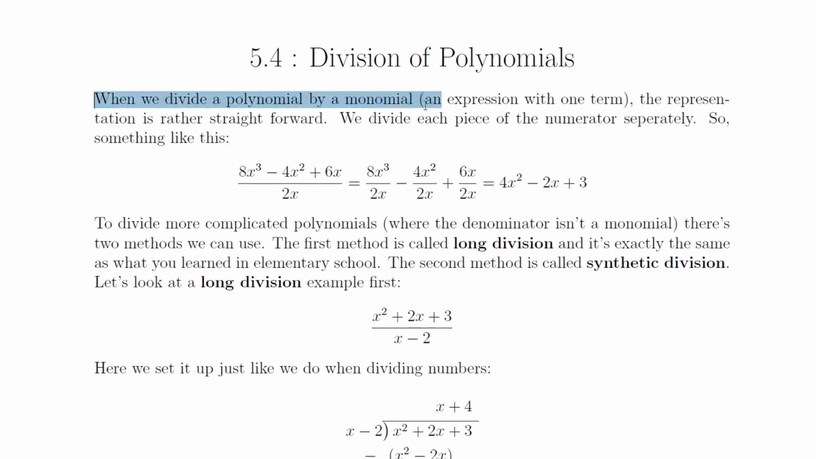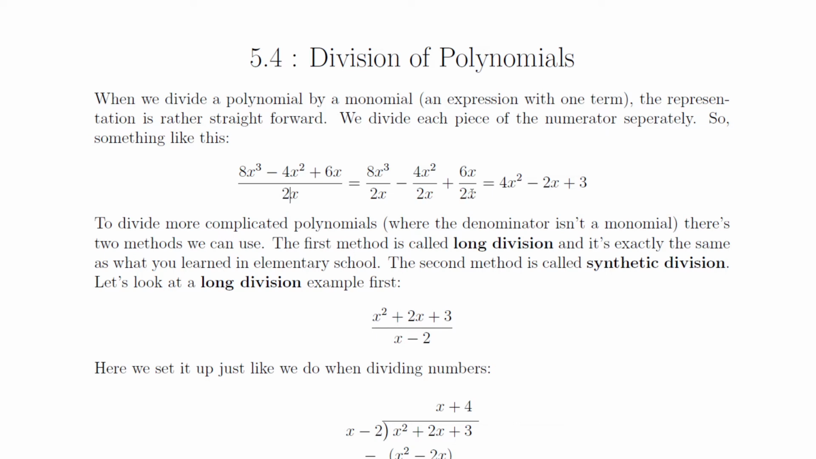So the first part of this lesson is really talking about dividing a polynomial by a monomial. What we're going to do is, in an example, say for example this one right here, which is 8x cubed minus 4x squared plus 6x divided by 2x, because this is a monomial in the denominator, we divide each piece in the numerator by that very thing, and then we sum them all together. So we have 8x cubed divided by 2x minus 4x squared divided by 2x plus 6x divided by 2x.